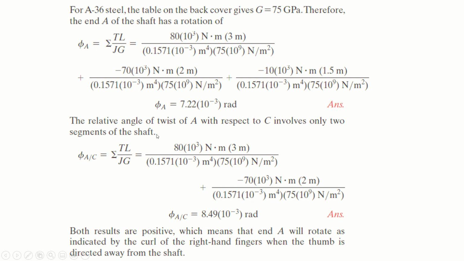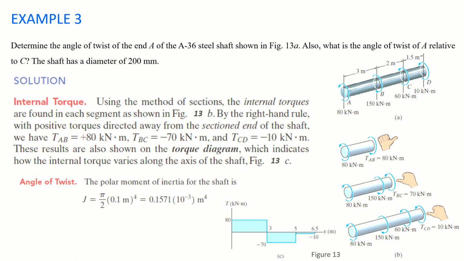Now the requirement is to find A with respect to C. So we will remove the segment CD and we will only consider segments AB and BC. So solving both, we will get phi A with respect to C is equal to 8.49 into 10 power minus 3 radians, right? Both results are positive, which means that A will rotate as indicated by the curl of the right hand fingers when the thumb is directed away from the shaft. So the thumb will be away from the shaft in this direction at A, and it will be curling in this direction, right? This was our example 3.